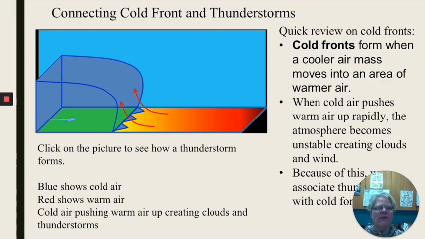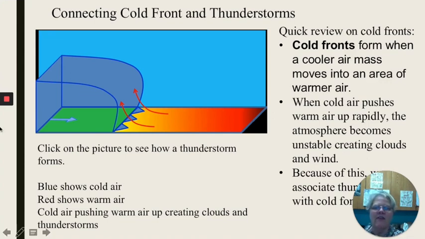So we're going to take a step back and look at that cold front again. Remember, the cold front symbol looks like this one right here. Thunderstorms are often associated with cold fronts because when you have a cold front, the mass of cooler air moves into an area of warmer air. It pushes that warm air up rapidly, and when it does that, the atmosphere becomes unstable and creates clouds and wind. This is why cold fronts are associated with thunderstorms.